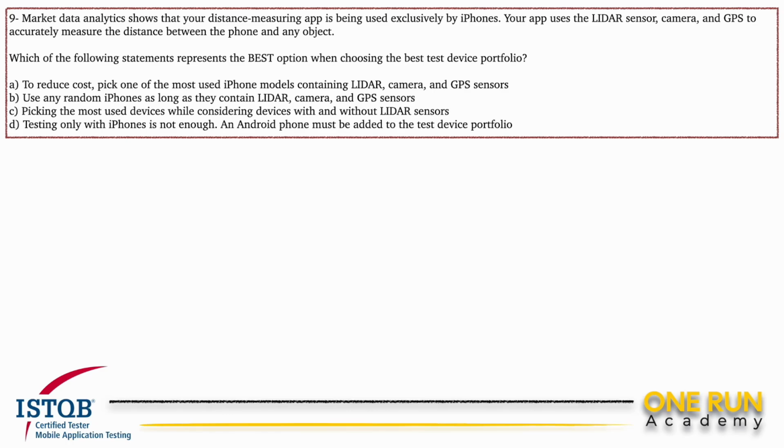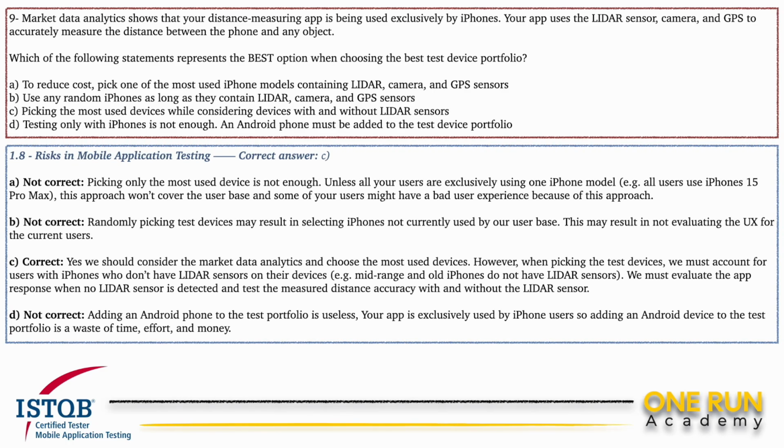Let's analyze each option. Option A suggests picking one of the most used iPhone models containing LiDAR, camera, and GPS sensors to reduce costs. While this approach might seem cost-effective, it's not sufficient. If all users were using the same iPhone model, this could work, but that's unlikely. The user base probably has a variety of iPhone models, so focusing on only one model won't cover the full user base. Consequently, some users might experience issues that go untested, leading to a bad user experience for them. Therefore, option A is not the best choice in my opinion.